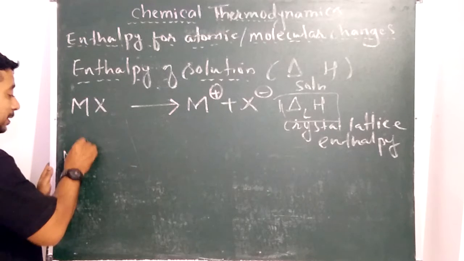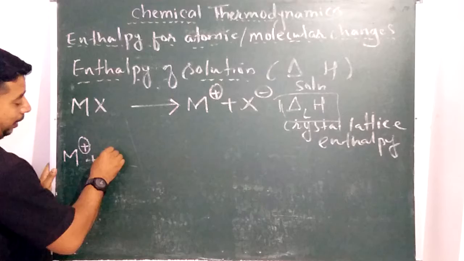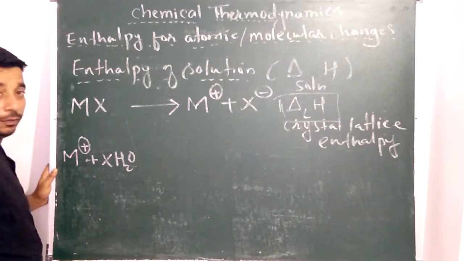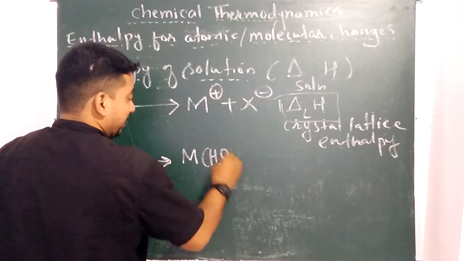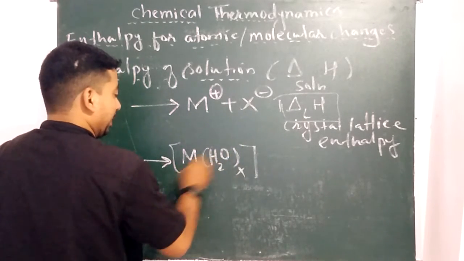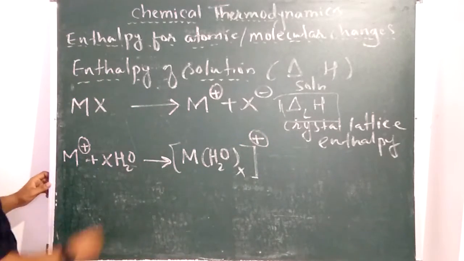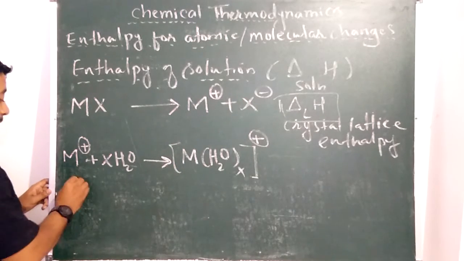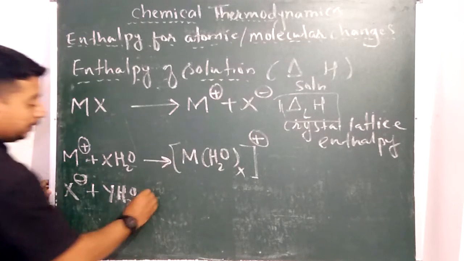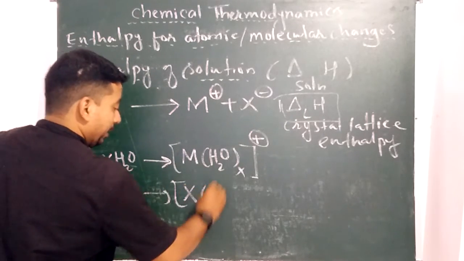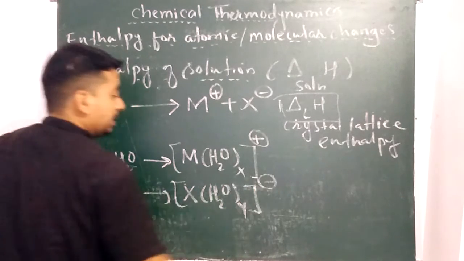Now in the second step, the ions are hydrated by water molecules. See here, M plus ion is hydrated by x number of water molecules. So it will form M hydrated by x water molecules, and the charge on the ion is positive. In the second case, the anion X minus is hydrated by y number of water molecules. So it will form X hydrated by y water molecules, and the overall charge on the ion is negative.